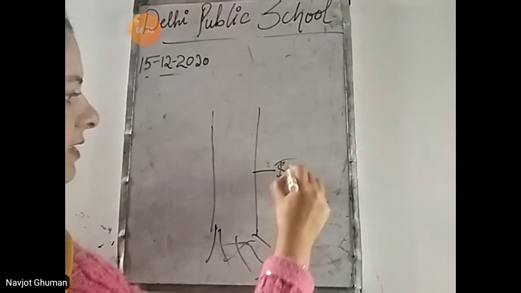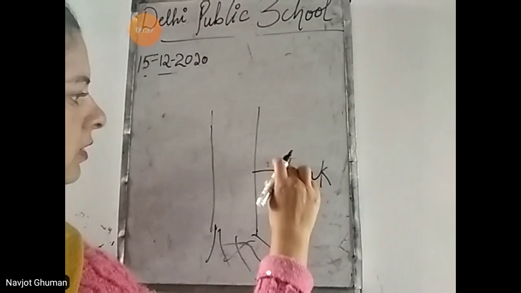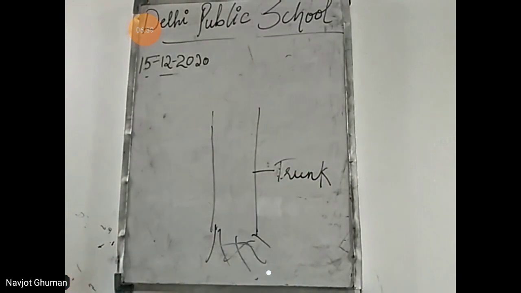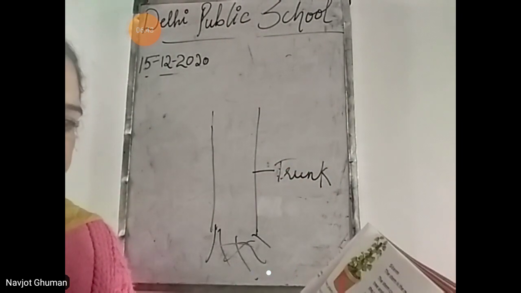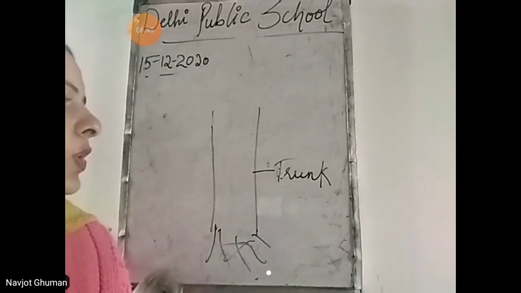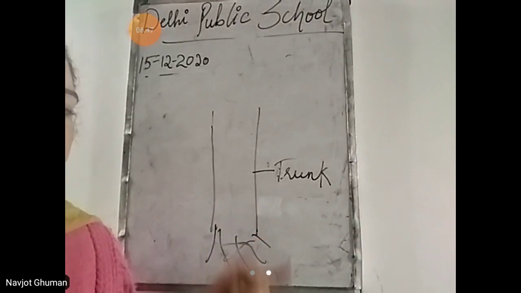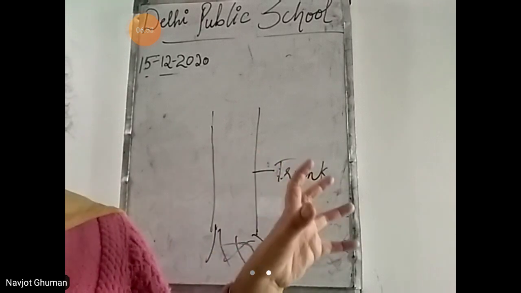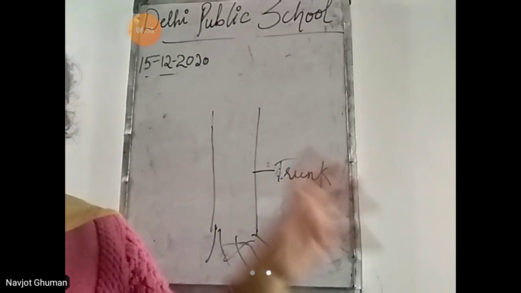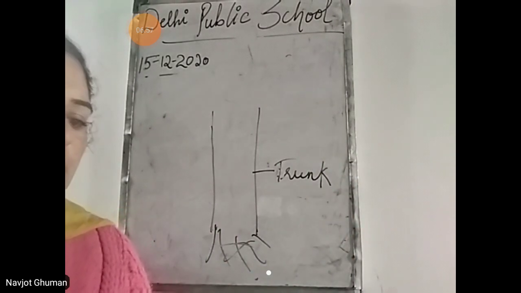This is called a trunk. Banyan tree की जैसे stem है. It is very strong and thick. That is called the trunk. They hold the tree straight and upright. What is the main function of these stems? They hold the tree straight and upright. जो tree है हमारा straight and upright खड़ा होता है. Why? Because of the presence of the stem.